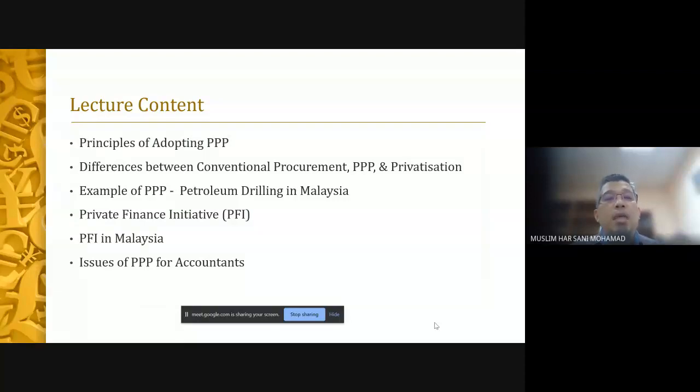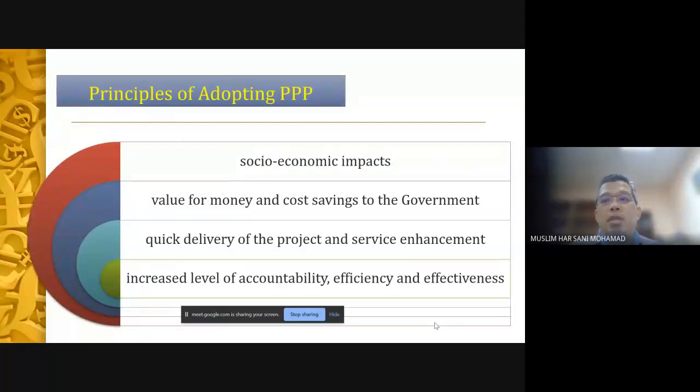Today I made some update. And then we look specifically at PFI, an example of PFI. And lastly, issues of PPP for accountants. Of course, the source of this lecture is multiple sources. I think you may not get this in the textbook. But I think it's good for you to know, because you are now already final year students. This is a very important scheme, basically the partnership between public and private sectors to provide public services.